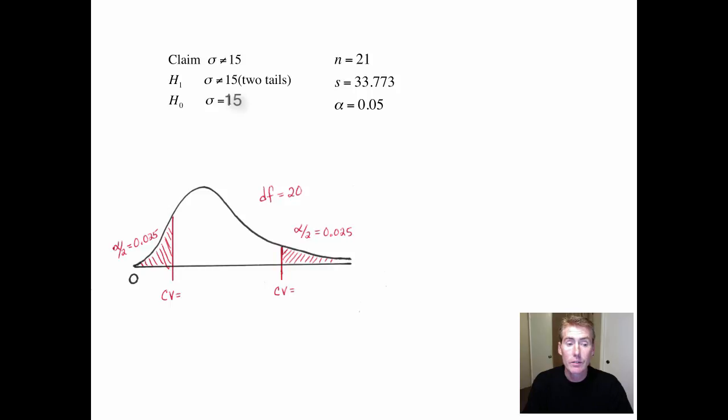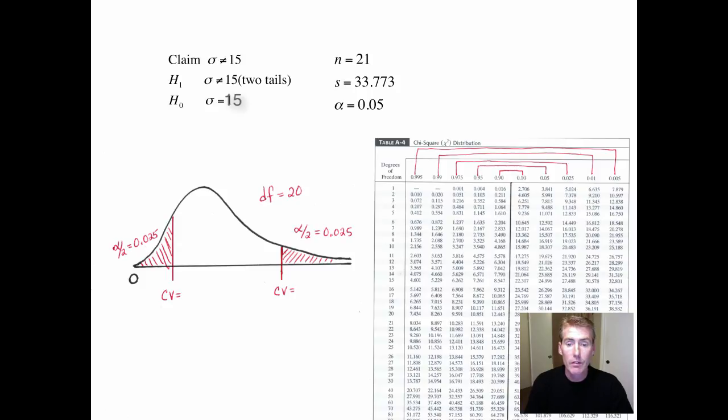So the claim is that it's not equal to 15, so it's not the same as college students, and H1 is the same, making it a two-tailed test. And of course H sub 0 always has equals, and this right here should say 15. I'll fix that. So here's the sample data, and we're using alpha equals 0.05. So it's a two-tailed test. It would look like this. Degrees of freedom is n minus 1. Take the 0.05, cut it in half, so 2.5% on this side, 2.5% on this side.